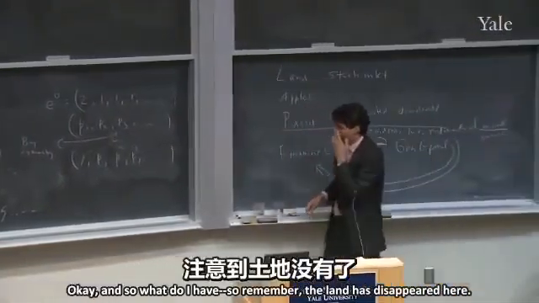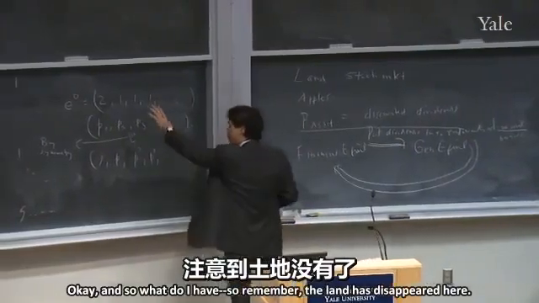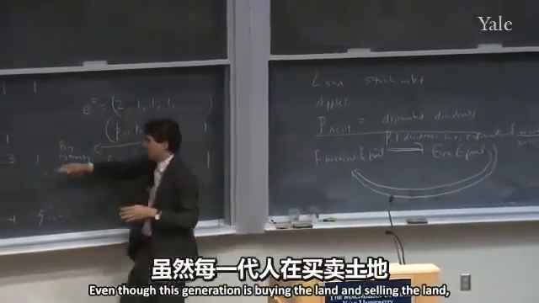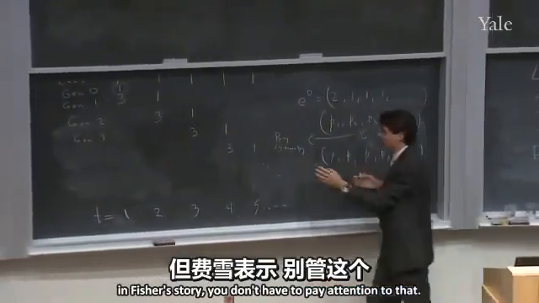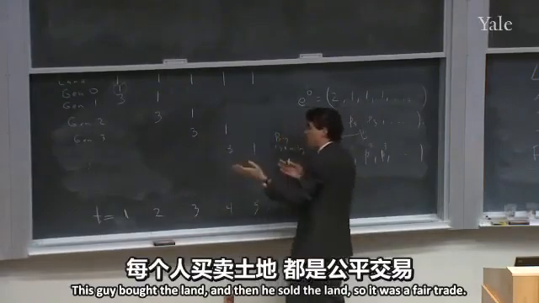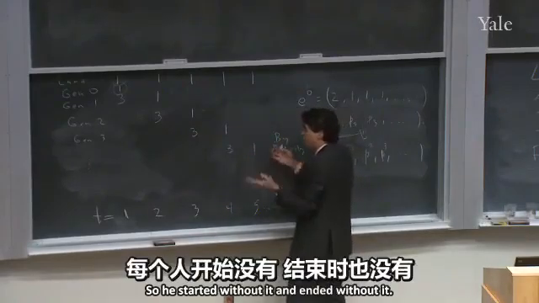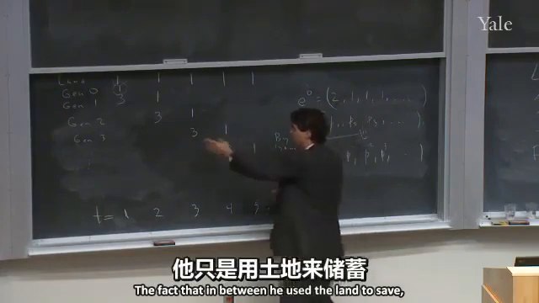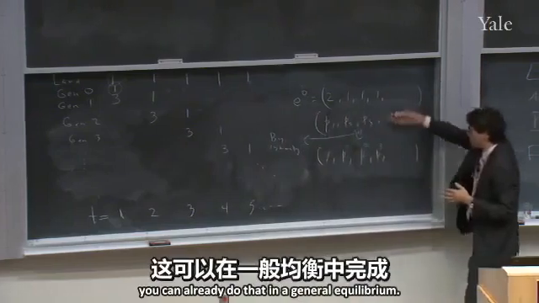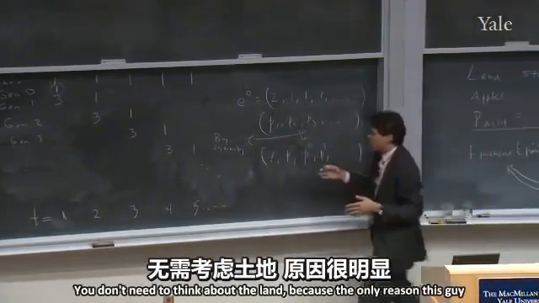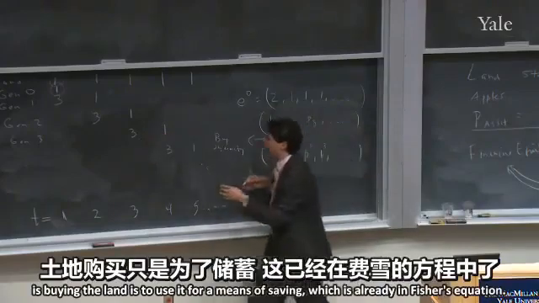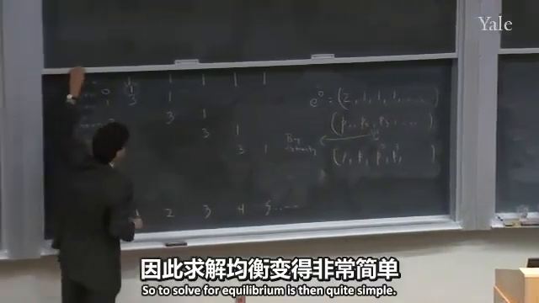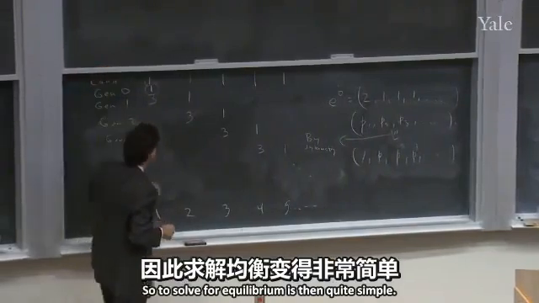Remember, the land has disappeared here. Even though this generation is buying the land and selling the land, in Fisher's story, you don't have to pay attention to that. This guy bought the land and then he sold the land. So it was a fair trade. He started without it and ended without it. The fact that in between he used the land to save, you can already do that in a general equilibrium. You don't need to think about the land, because the only reason this guy is buying the land is to use it as a means of saving, which is already in Fisher's equations. So to solve for equilibrium is then quite simple.